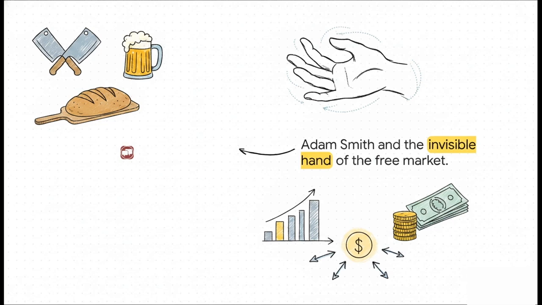Just jumping back to that classical perspective for a second, we have to mention Adam Smith. He famously wrote, "It is not from the benevolence of the butcher, the brewer, or the baker that we expect our dinner, but from their regard to their own interest." This perfectly summarizes that classic belief in the invisible hand, the idea that self-regulating market forces naturally promote economic prosperity without any government interference whatsoever.